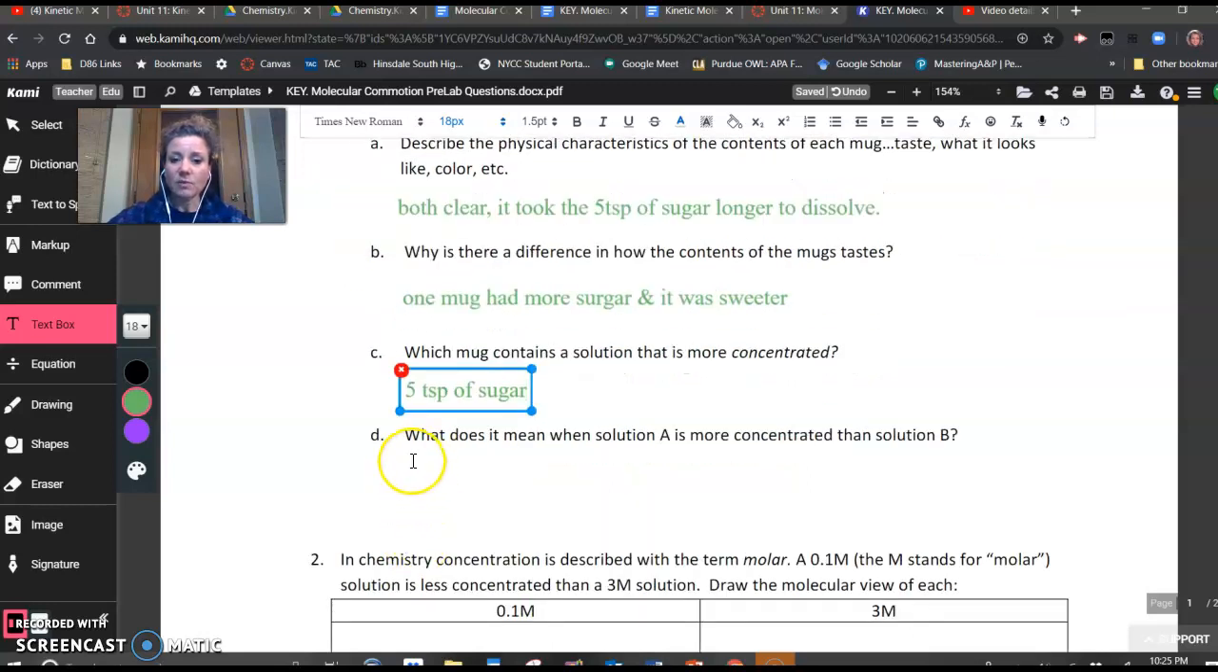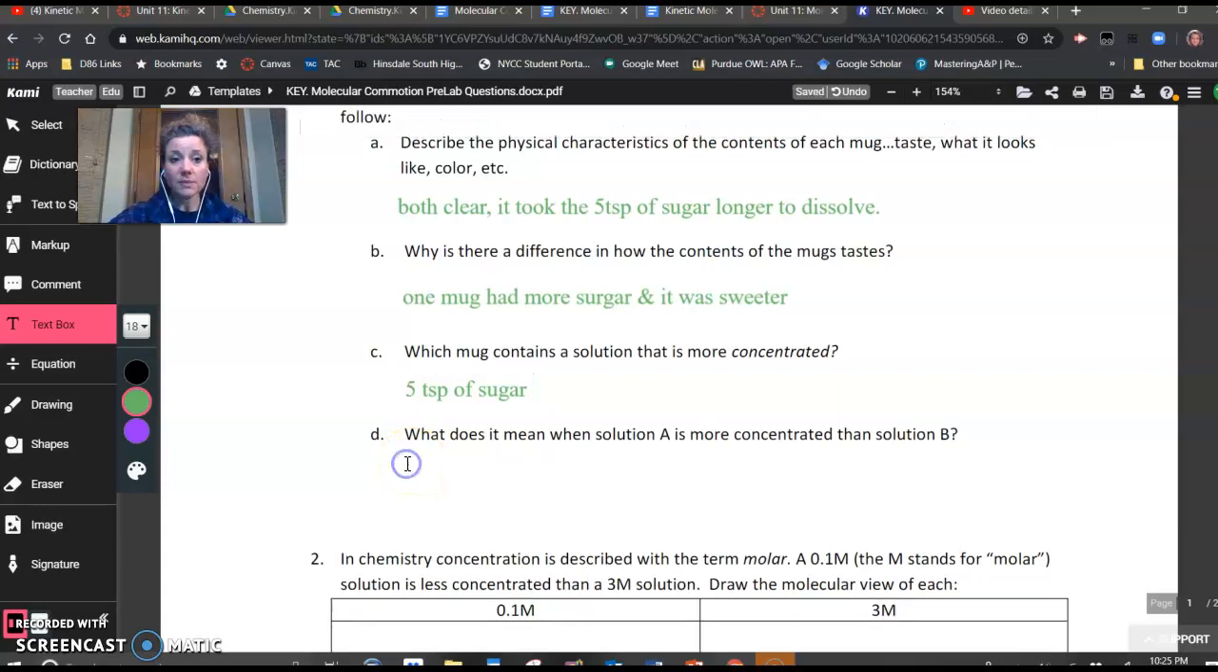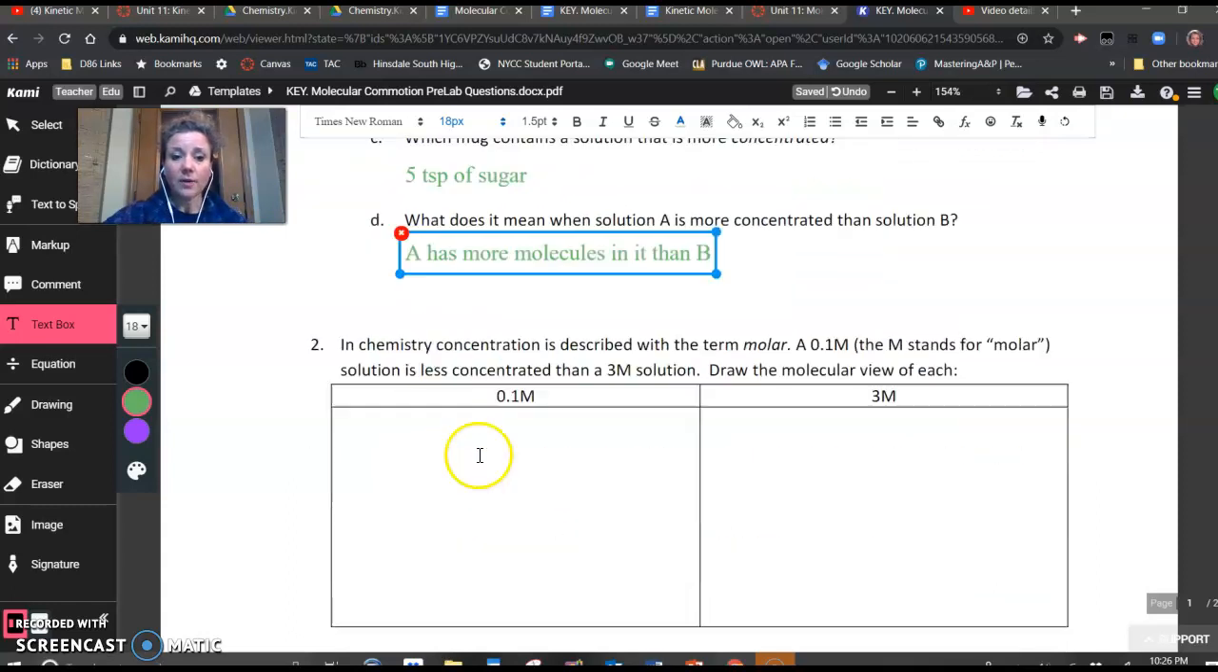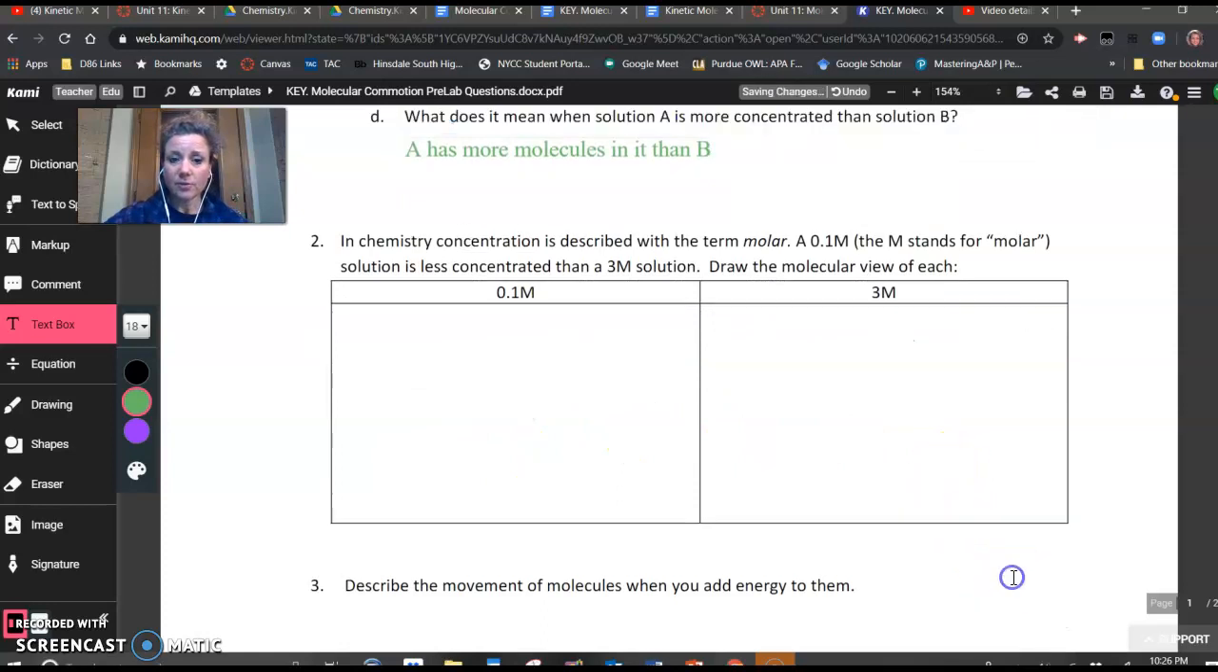And what does it mean when solution A is more concentrated than solution B? Well, what this means is that solution A has more molecules in it than B. All right, so moving on to number 2, it says in chemistry, concentration is described with the term molar. A 0.1 molar solution is less concentrated than a 3 molar solution. And it says draw the molecular view of each.